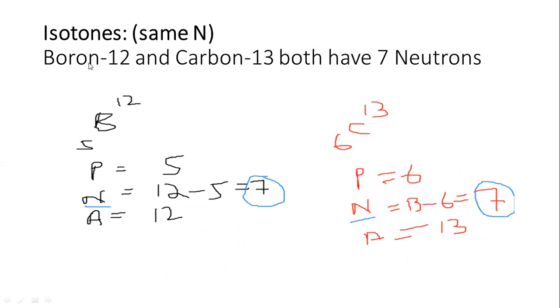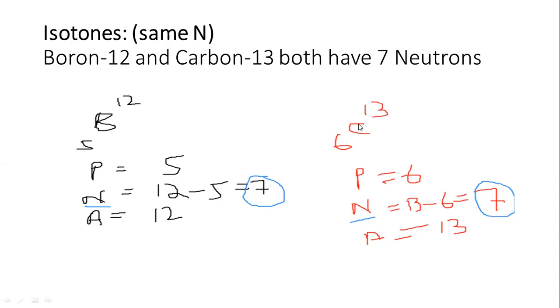The second type is called isotones. So this is the same, iso means the same, tones, n is repeating over here, that is the n. When the n, meaning the number of neutrons, is the same, then these nuclides are called isotones. So an example is given over here, boron 12 and carbon 13. This is the atomic number of boron, 5, mass number 12, number of protons is 5, number of neutrons is 12 minus 5 equal to 7, and the mass number is 12.